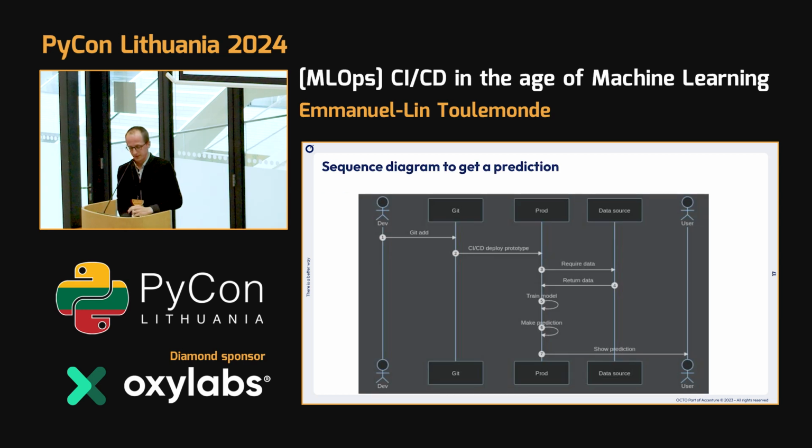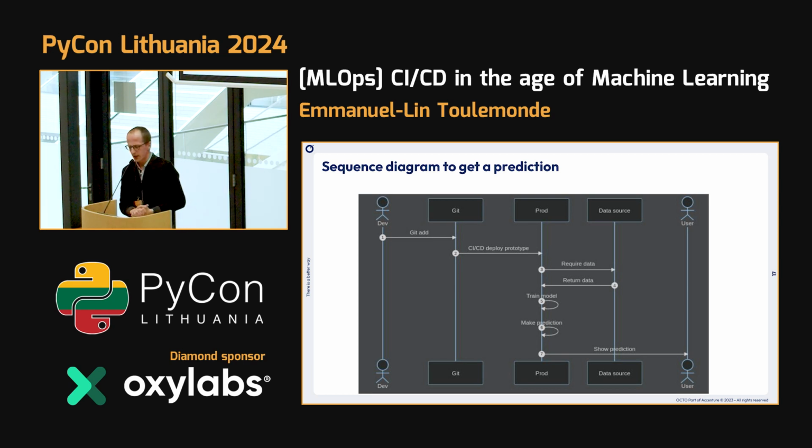Okay. So my workflow to develop this prototype is quite easy, right? On the left side, there is me. I make a git add, git push of my code. There is my CI/CD taking it on the arrow number 2 to production. And then it requires data, returns data, trains my model, makes a prediction, and shows the prediction to the user. It's an easy workflow. I don't have many tools, and I have an easy workflow. It's enough for my prototype.